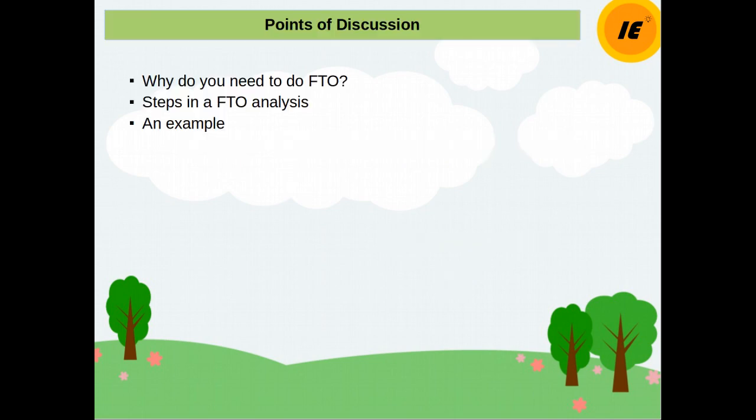So these are my points of discussion. The question that I want to answer is, why do we need to do FTO as an academic researcher, what are the fundamental steps of FTO, what FTO actually means, and how we can get a head start in FTO analysis. And finally I will also provide an example, not in a descriptive way, but at least to give you a flavor of what FTO means.